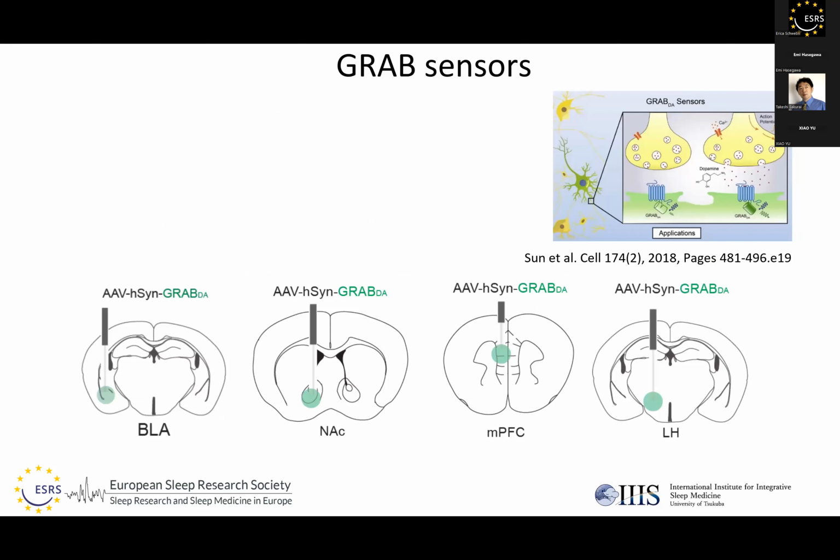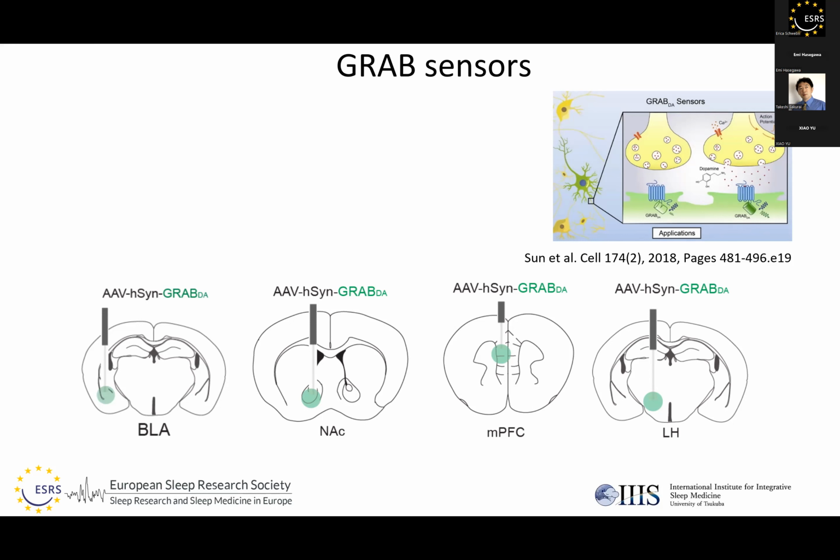Thus, we conducted an examination of the extracellular levels of dopamine across the sleep and wakefulness states in various brain regions using fiber photometry with GPCR activation-based dopamine sensors, GRAB-DA sensors. The goal of this study was to determine the existence of subpopulations of VTA dopamine neurons with differential roles in sleep and wakefulness regulation. So the research group of Dr. Yulong Li at Peking University developed the GRAB-DA sensors, which allowed for the reliable and specific measurement of dopamine changes with high spatial temporal precision. In response to extracellular dopamine, GRAB-DA sensors exhibit substantial increases in fluorescence with subcellular resolution.